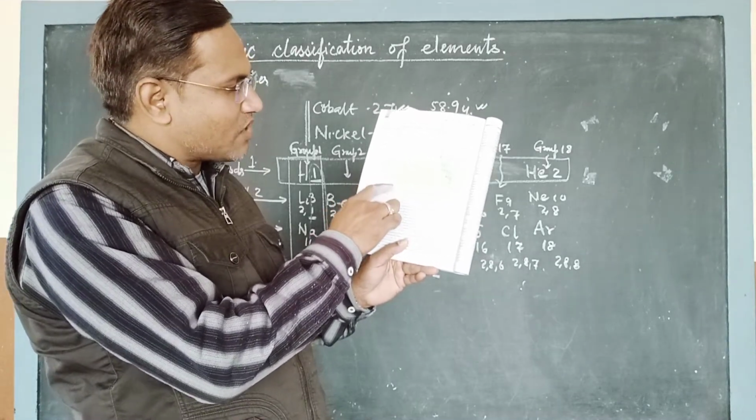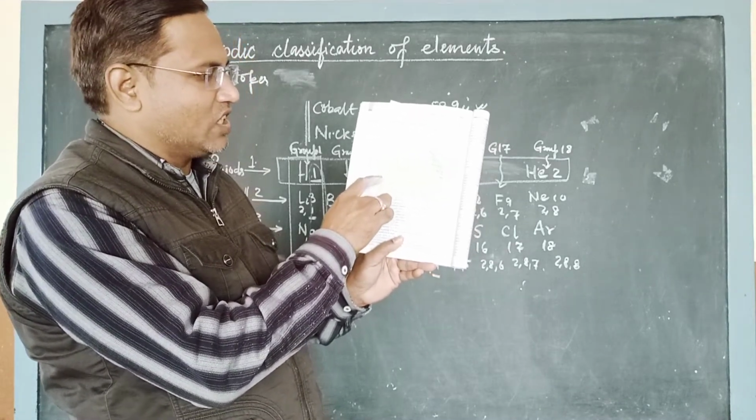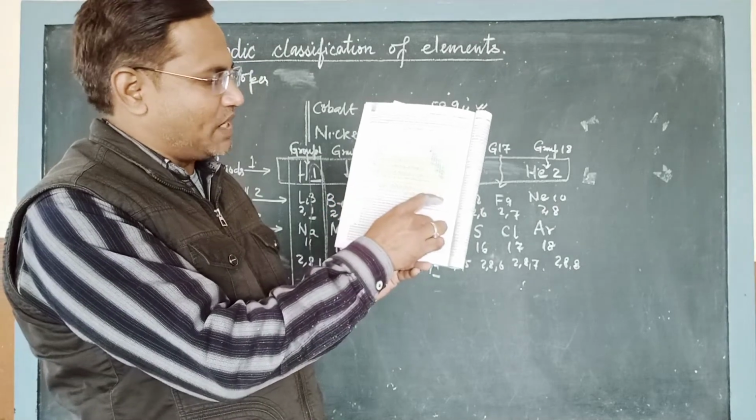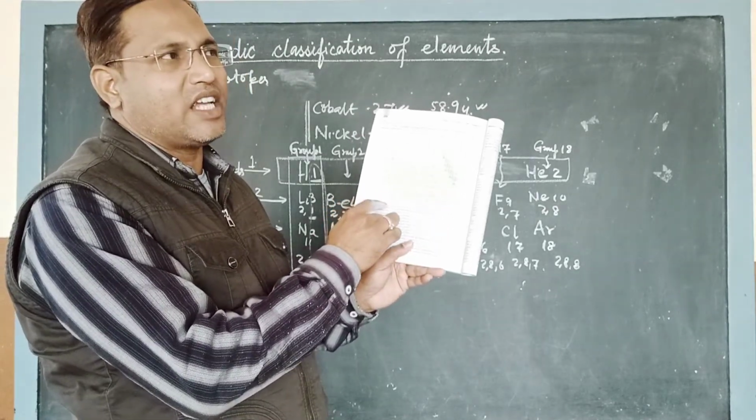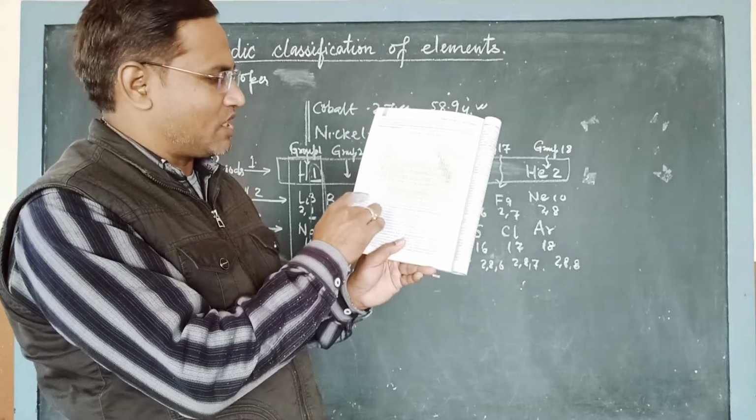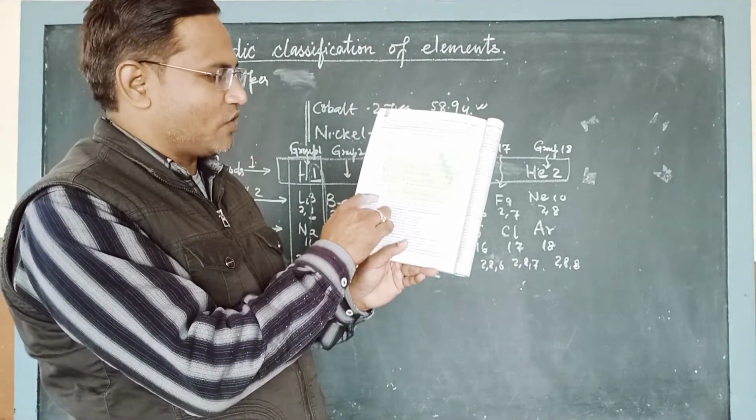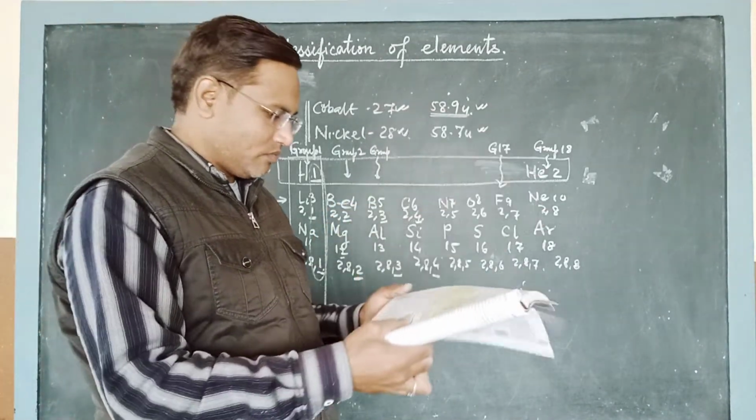Now in period number 7, you see elements 89 to 103 are not placed there. They have been placed separately here. They are known as the actinide series. Why are they known as the actinide series? Because the first element is actinium.